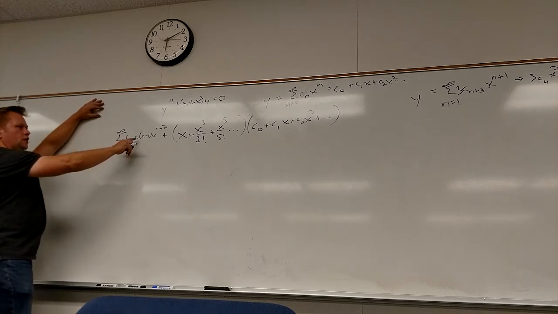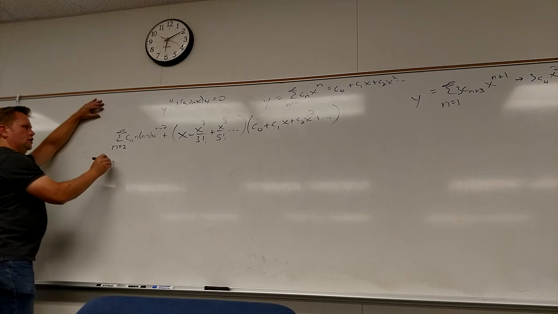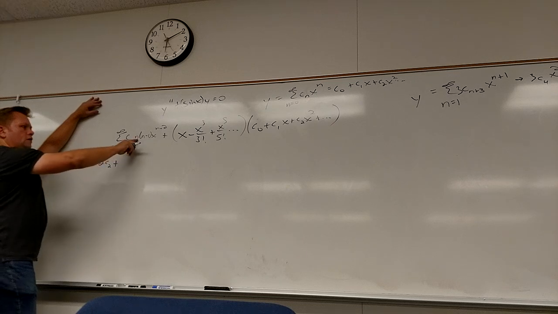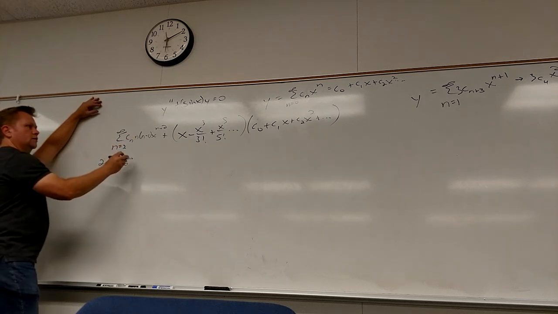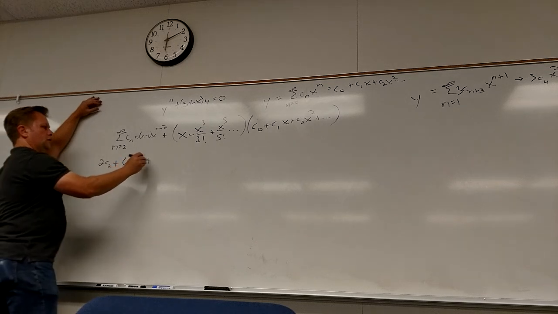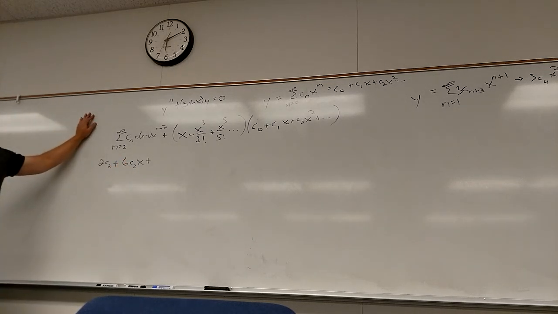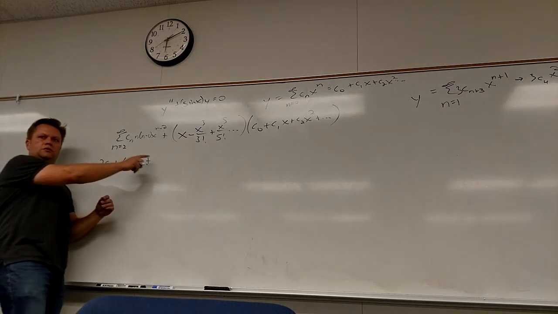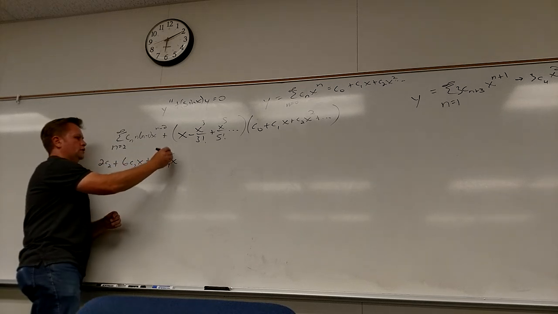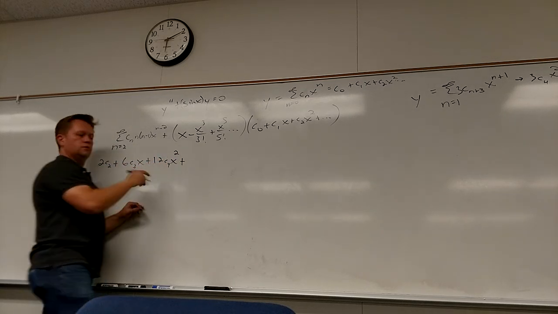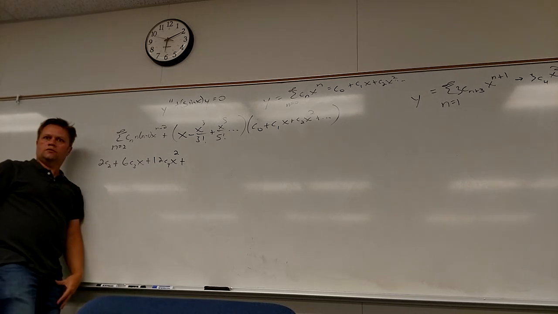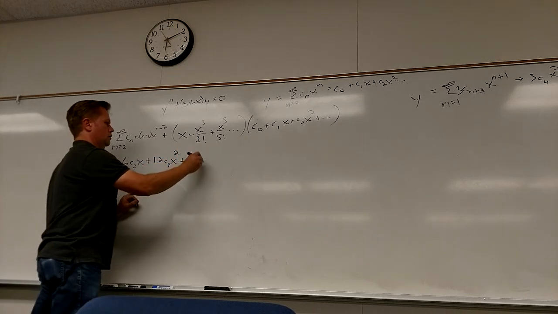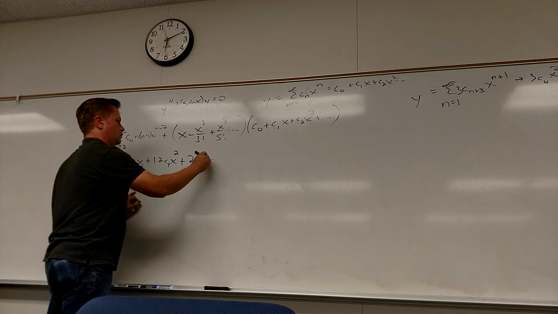2 times C2, so 2 C2 x to the 0, plus 3 times 2, 6, C3 x, plus 1 times 2, 2 times 3, 3 times 4 is 12, C4 x squared. Let's just do one more for fun. 4 times 5, 20, C5 x cubed.